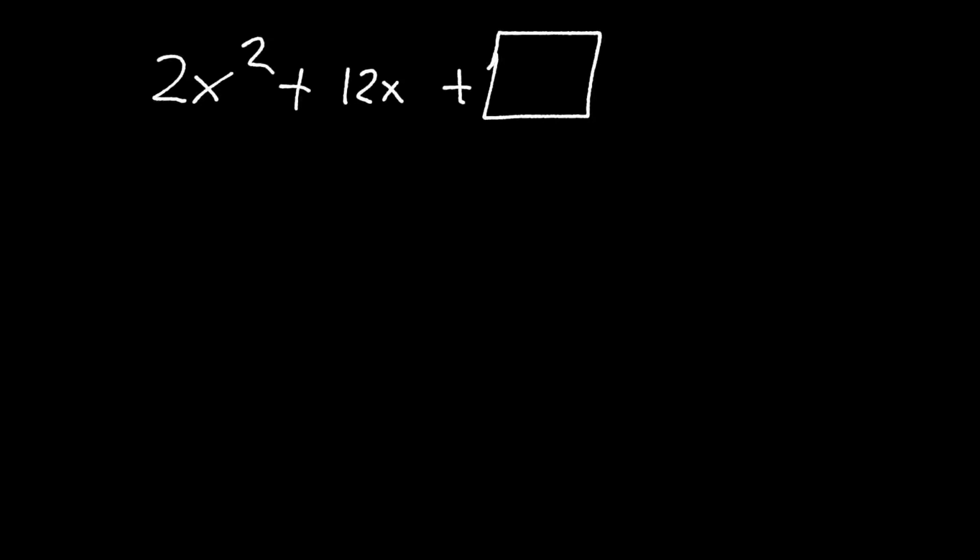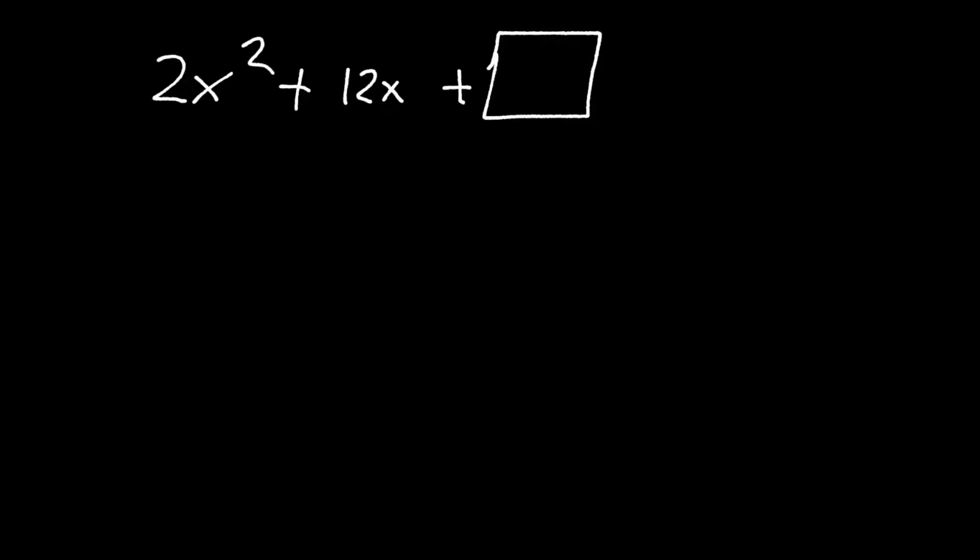Alright, in this example we have 2x squared plus 12x plus something. And we are trying to complete the square here. So what we are going to have to do is get rid of the 2 in front. We are going to factor it out of these two pieces. So let's start by factoring that out.